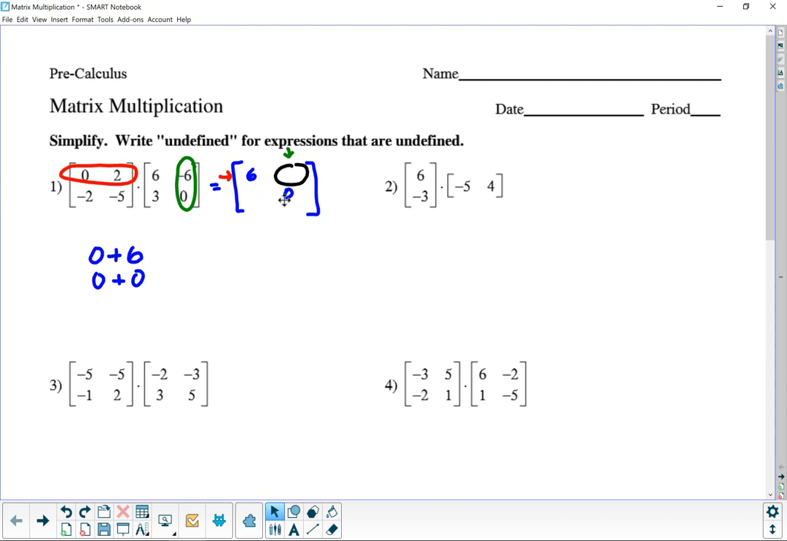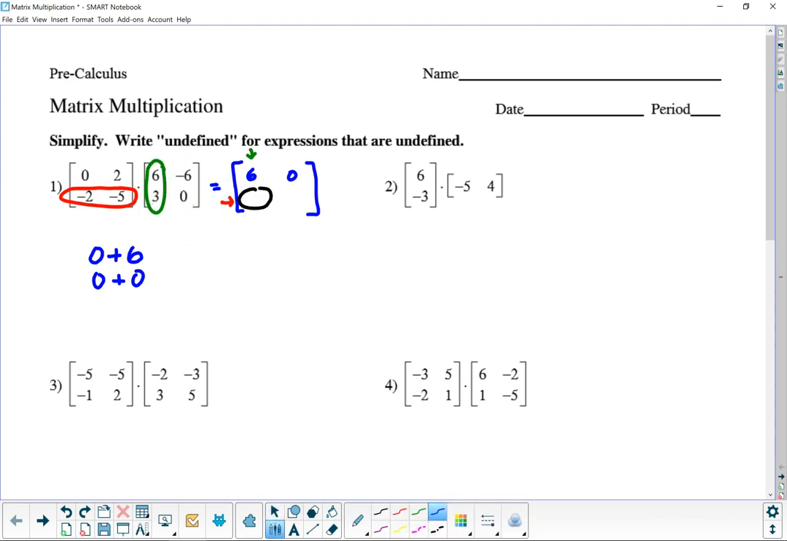All right, if you want this spot right here, that's the second row, so we have to switch this to second row, and we want the first column, so we have to switch this to first column. So second row, first column. That gives us negative 2 times 6 is negative 12, plus negative 5 times 3 is negative 15. Right, so negative 12 and negative 15 makes negative 27. Okay, and that's that entry.